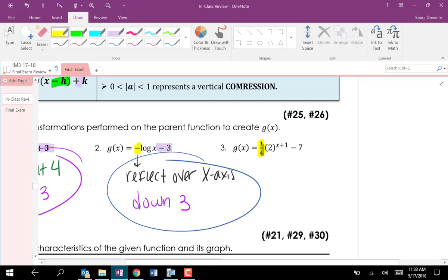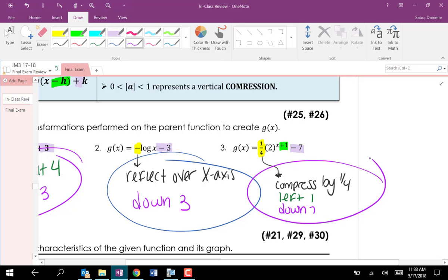The 1/4 you need to talk about. The +1 you need to talk about. And the -7 you need to talk about. What does the 1/4 mean in front? Compress. By 1/4. What does the green piece mean? Left. Left 1. Very good. And then in purple, other than Micah? Down 7. Very good.